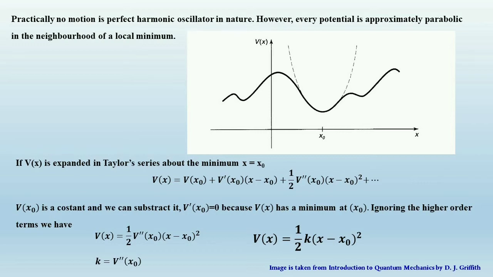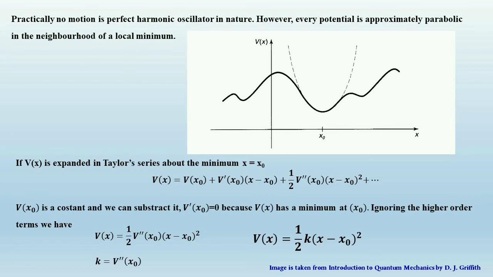Here V prime (x naught) gives us the first order derivative of V at the point x naught, and V double prime (x naught) gives us the second order derivative of V taken at the point x equal to x naught. So this is the Taylor series expansion of a function V(x) about the local minimum x naught. Now V at x naught is a constant, and as it is a constant, this does not change the expression for the force.